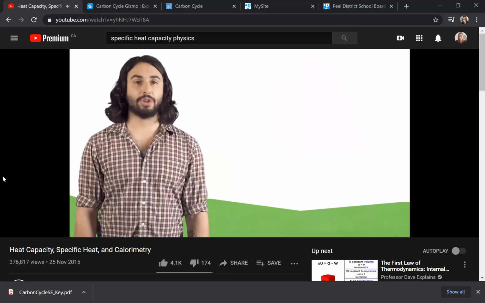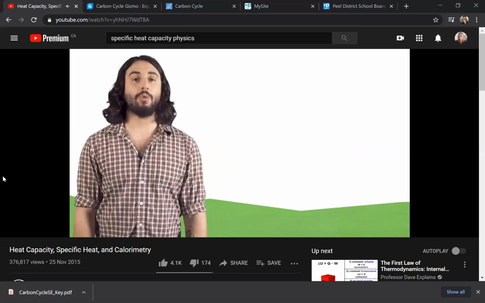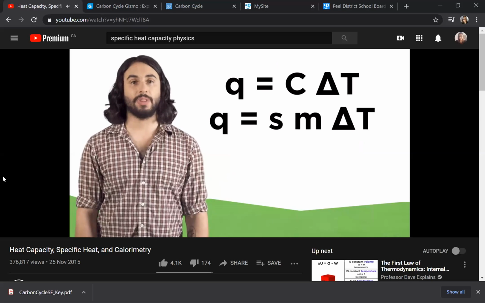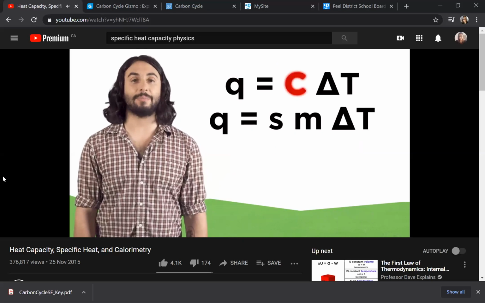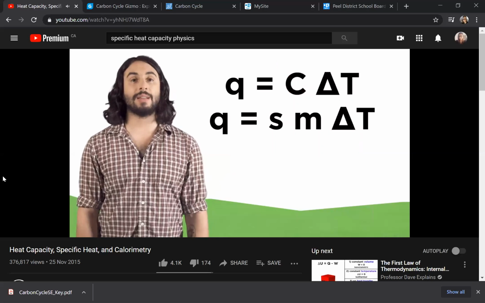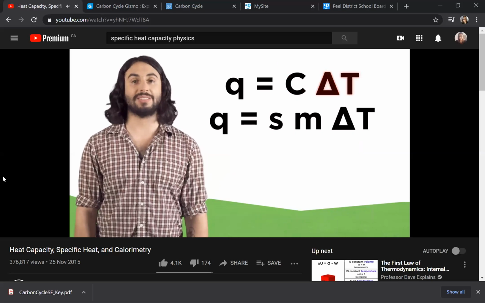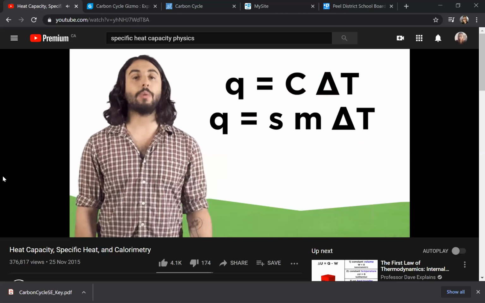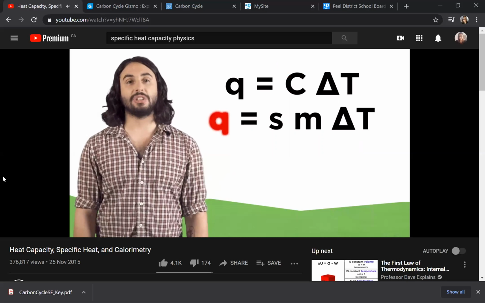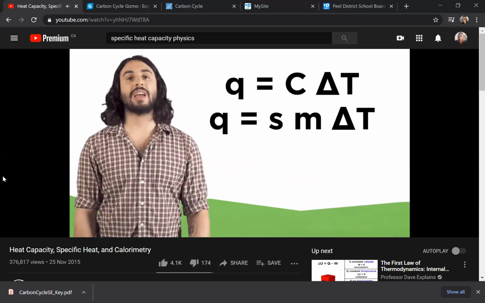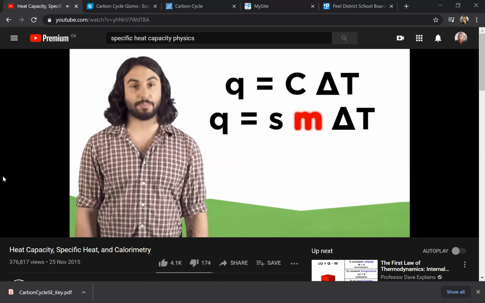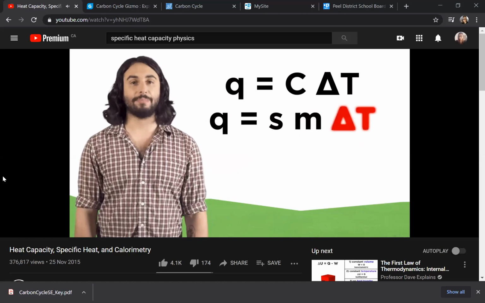Heat, temperature, and heat capacity are all related by the following equations. The amount of heat exchanged in a reaction is equal to the heat capacity of the substance times the change in temperature for that substance. Or, more practically, the heat exchanged is equal to the specific heat of the substance times the grams of the substance present times the change in temperature.